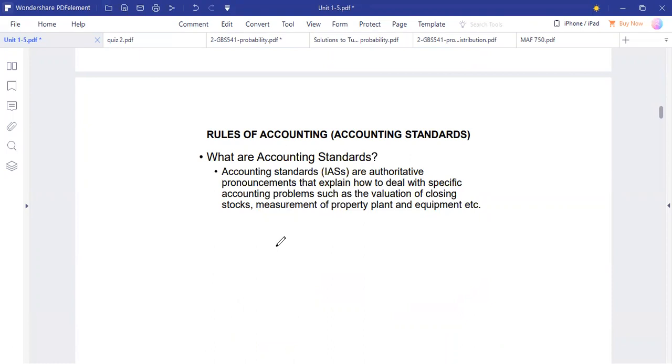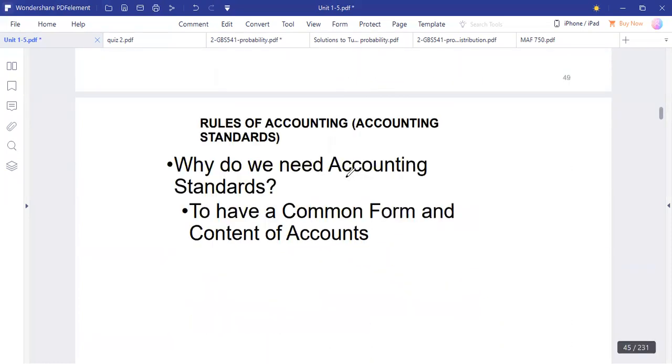Accounting standards, denoted by IAS, are the authoritative pronouncements that explain how to deal with certain accounting problems. For instance, how do we deal with stock when we're evaluating it? How do we deal with property and equipment in terms of cost? So there are standards that have been put in place which are called International Accounting Standards, IAS. They are the guiding principles of financial accounting because it's called Principles of Financial Accounting. So these rules are important in this.